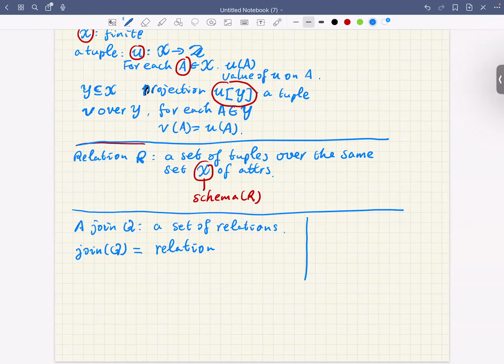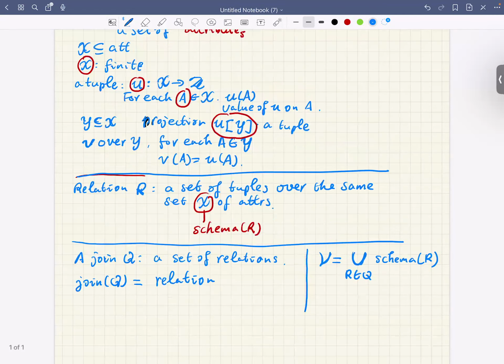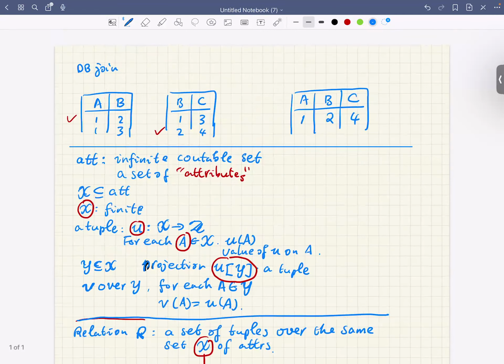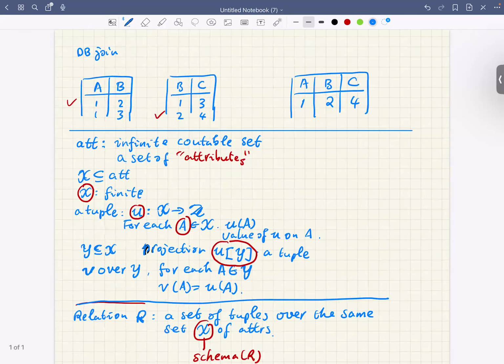Well, let's define this V. So this V is, watch carefully, right? I take every relation in the join, and I take the schema of this relation, and then I take the union, right? So basically in English, it says you take all the attributes that appear in the relations of the join. So this is V. For example, in here, we have AB and BC, so this is ABC, in other words. So this V.